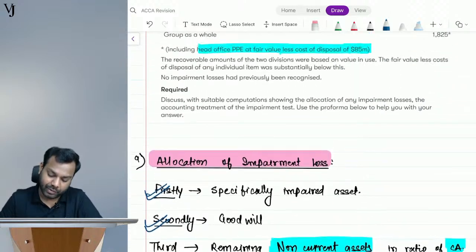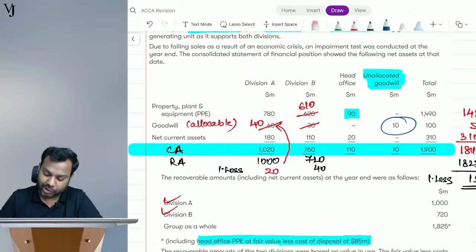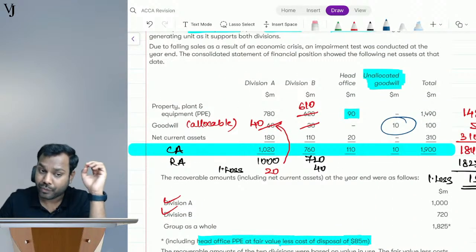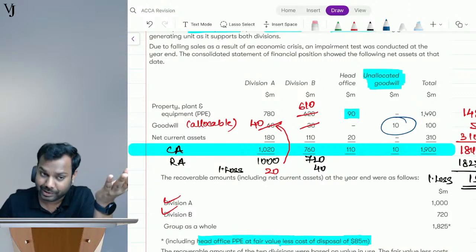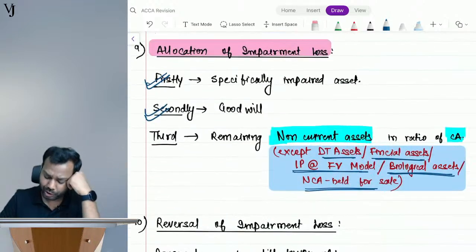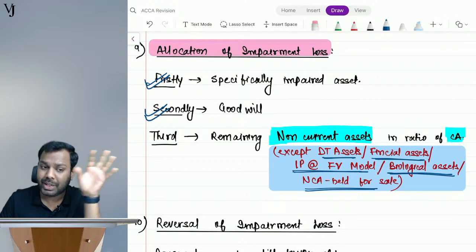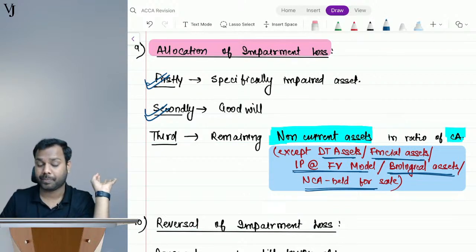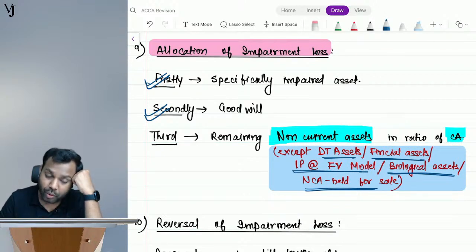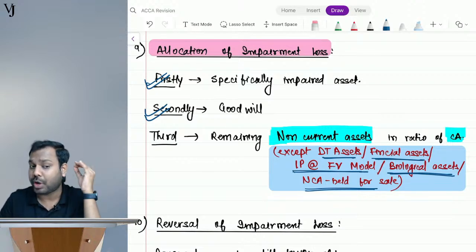Yes, Aditya, in division B, it's first goodwill because we always impair goodwill first, and then the remaining assets. See the rules of allocation, right? First we impair the specifically impaired assets. In division B, there were no specifically impaired assets. Then we allocate the whole loss to the goodwill. Whatever is the impairment loss, we allocate it to goodwill.